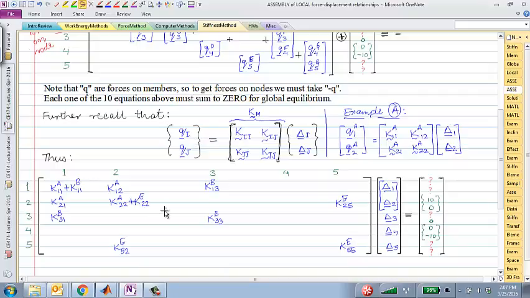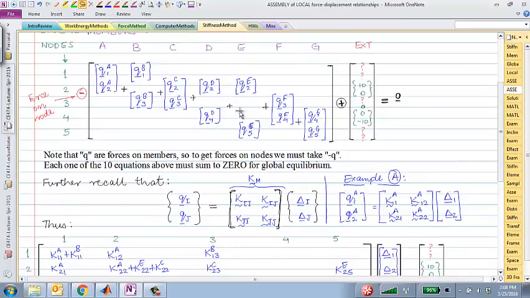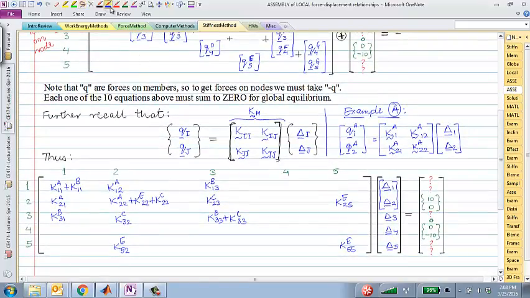So if I start adding that contribution, there would be KC22, KC23, KC32 plus KC33. Just that simple. Similarly for D, D is connected to 2 and 4. So I will have yet another contribution here, KD22, KD24, KD42, and KD44. We already added the contribution of E, so I won't add it again.